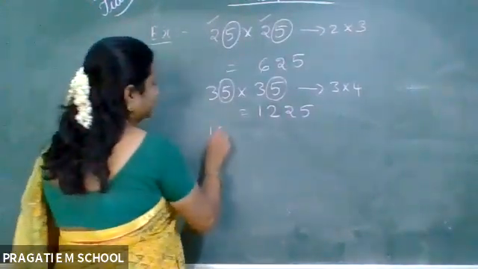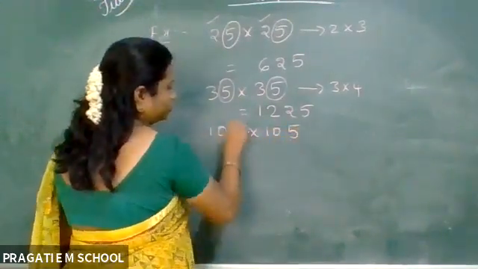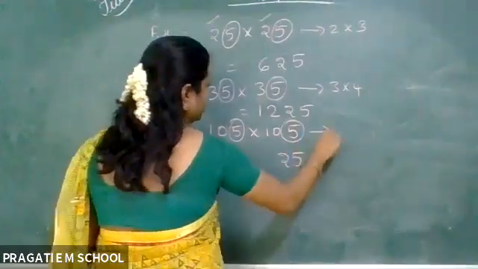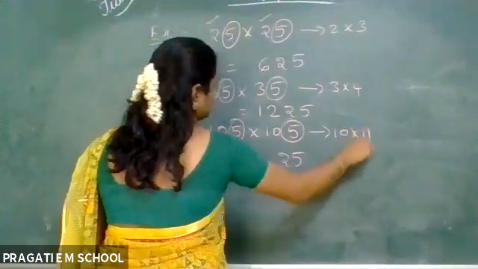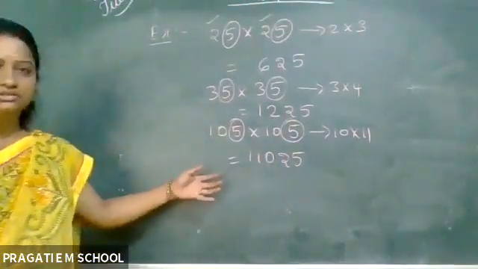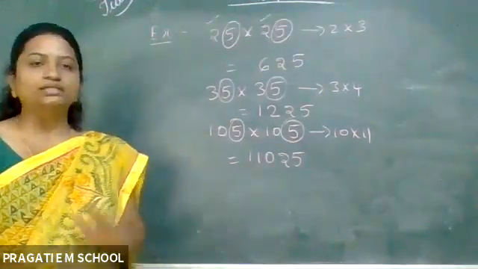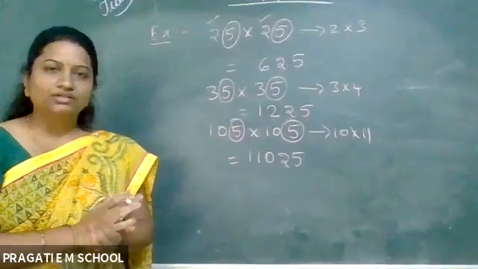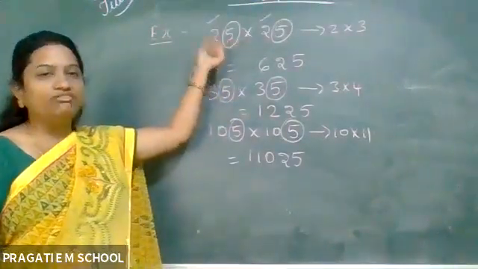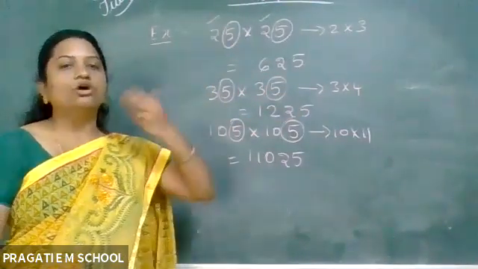Yes. A 3-digit number. 105 multiplied by 105. So again you have 5 by 5, 25. And we have 10. After number is 11. Just multiply. 10 by 11 is 110. So it is 11025. Yes, children, do you all like this trick? Did you all understand? But it should have the same numbers: 25 multiplied by 25, 35 multiplied by 35. Now you try on your own.